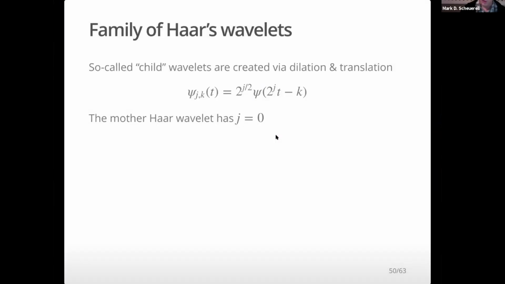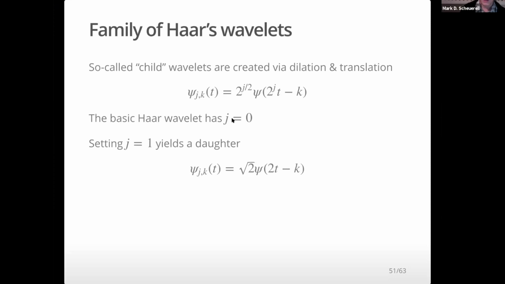So we can create child wavelets from that mother wavelet by just increasing the dilation and translation. If we multiply here, we'll make this bigger. And then if we adjust k, we can move that thing along our time series. And then again, we have this normalization constant out in front.